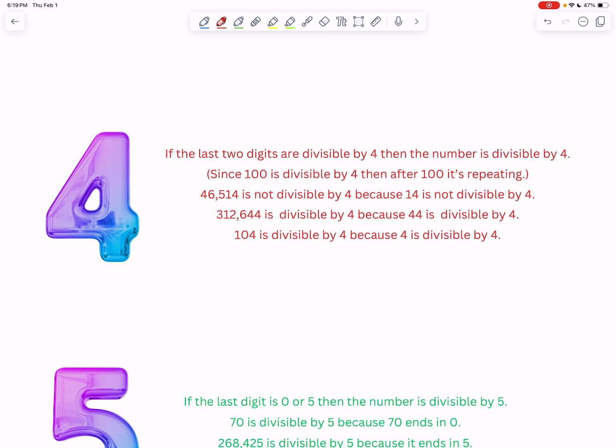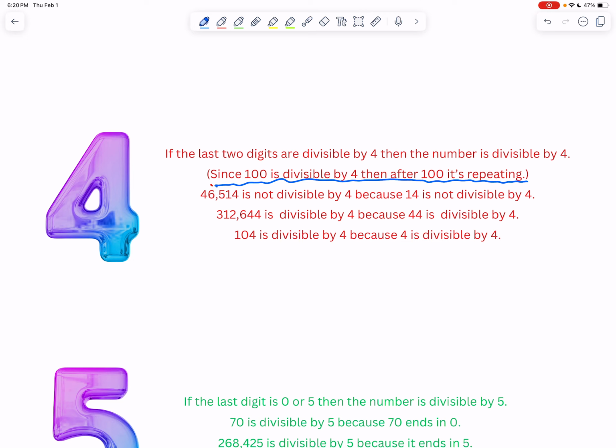4. If the last 2 digits are divisible by 4, then the number is divisible by 4. As a note, since 100 is divisible by 4, then after 100 it just repeats, because after 100 it was 104, 108. So we only care about the last 2 digits.